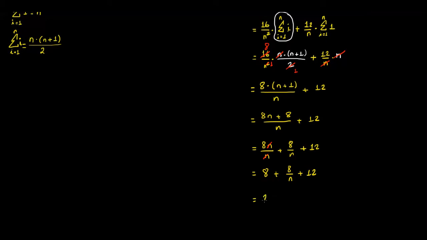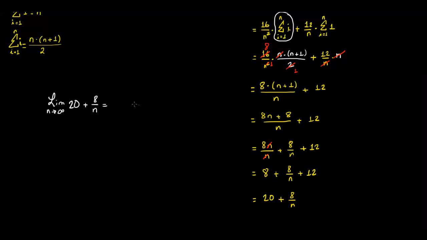It will be 20 plus 8 over n. Now this one is where we are going to apply the limit. Remember, a Riemann integral is essentially a limit problem. So we look at this: the limit when n, which is the number of rectangles, approaches infinity, for this statement we got here, 20 plus 8 over n.